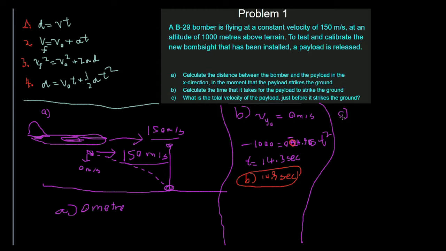For part C, we just need to find the total velocity. Now this implies that we also need to find the magnitude and the direction. We already know the x component. The x component is simply going to be 150 meters per second. To find the final y component of the payload, Vy, we could just resort to using the second kinematic equation, for which we get Vf equals V initial, which remember is 0 initially, minus 9.81 t. And we know that t is 14.3.